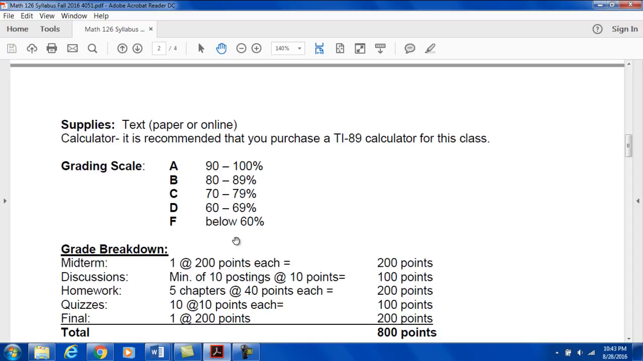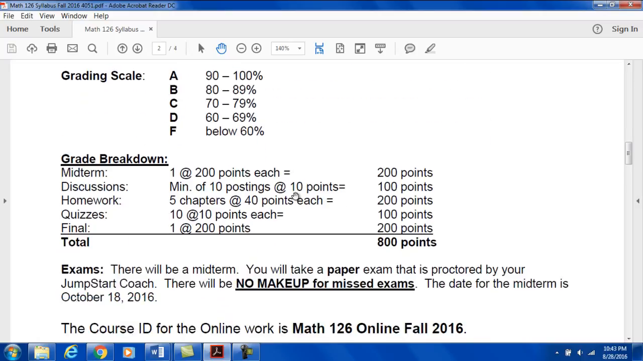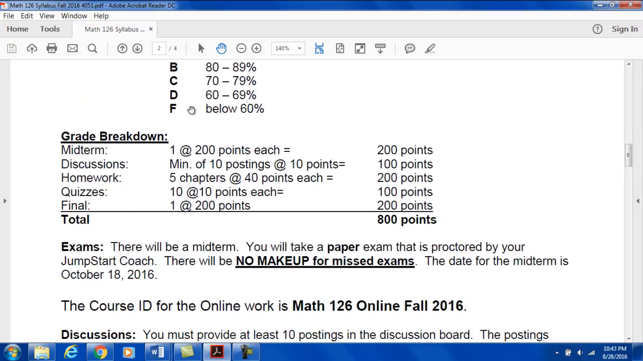It's a pretty standard grading scale there, A, B, C, D, F. And yes, I did issue Fs. I have in the past. That comes up. Hopefully not this semester.